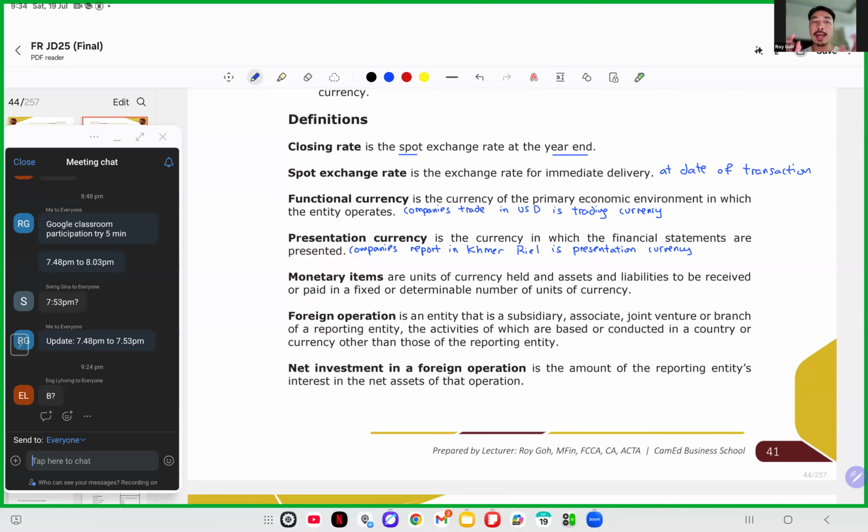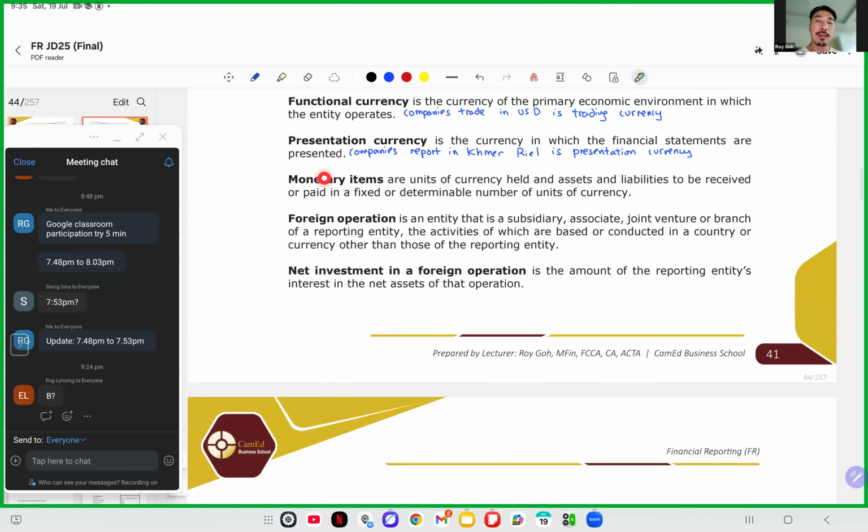When you are studying ACCA, the functional currency is sterling pound. Yes, although you pay in US dollar, they convert into sterling pound because ACCA says anywhere you are in the world, you must pay in sterling pound. And that's the functional currency. But I present in Khmer Riel because I'm a registered company in Cambodia. You see the differences? Good.